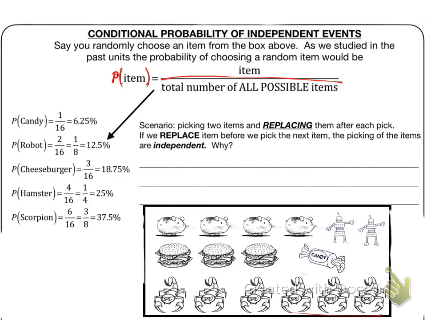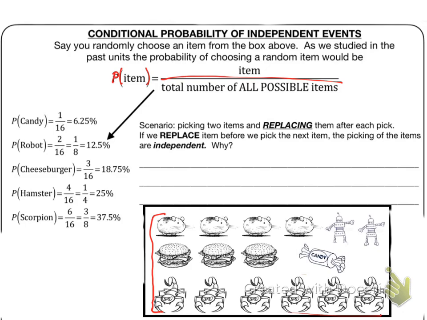It says picking two items and replacing them after each pick. If we replace an item before we pick the next, the picking of the items are independent. So imagine we have all these hamsters, robots, cheeseburgers, candy, and scorpions. Imagine all these guys are in a bag. There's a total of 16 of them.